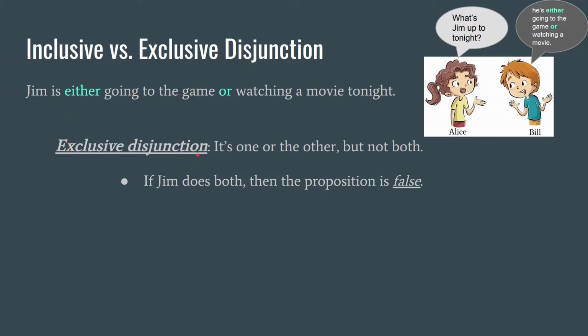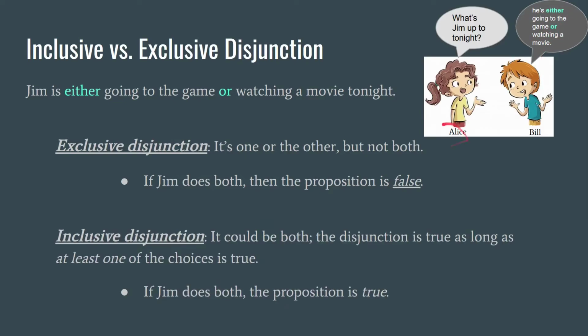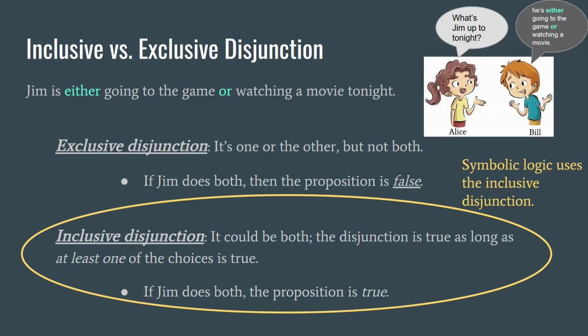An exclusive disjunction is when, by saying either or, you're saying it's one or the other, but it's not going to be both. On an exclusive reading of disjunction, if Jim does both, then the proposition is false. That is, we can think of Bill as saying he's either going to go to the game or he's going to watch a movie, but he's not going to do both. We can also read the word or in the inclusive sense, that is to say, it's going to be one or the other, but it could be both. On this reading of Bill's comment, if Jim goes to the movie and watches the game, then the proposition he either went to the game or watched the movie is true. In symbolic logic, we're going to use the inclusive disjunction.